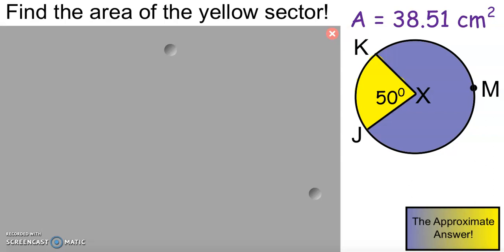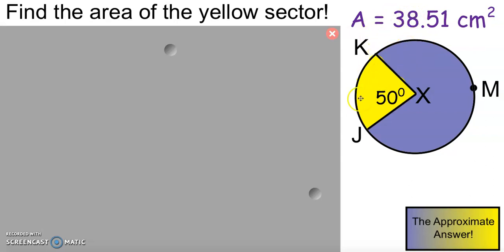All right, so here I want to figure out the area of the yellow sector, and the area of the purple sector, that's why this is in purple, is 38.51 centimeters squared. So the area of this part is 38.51 centimeters squared. Now, if you remember from the last presentation that you saw, whenever we're given an area of a sector, we always have to get the area of the circle.